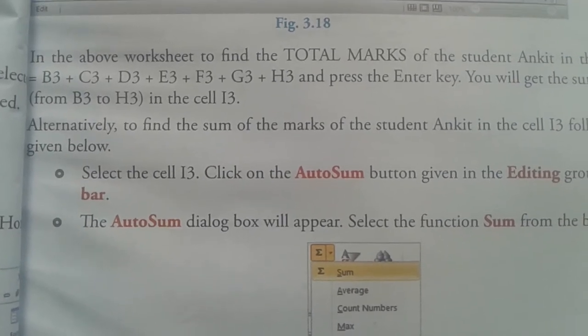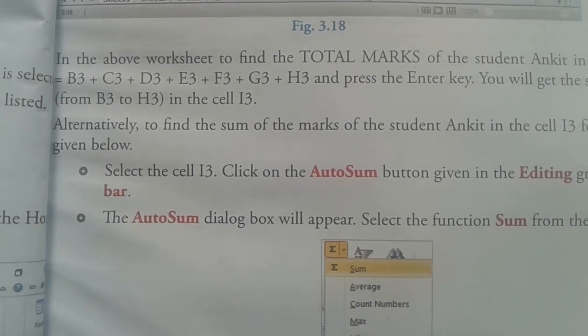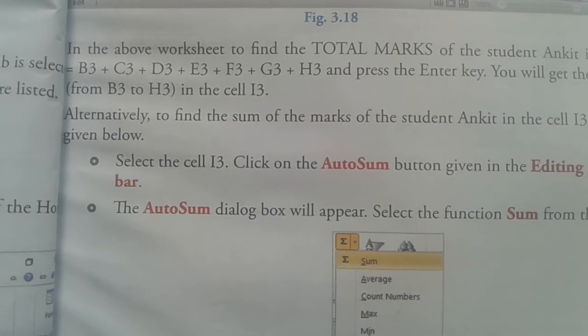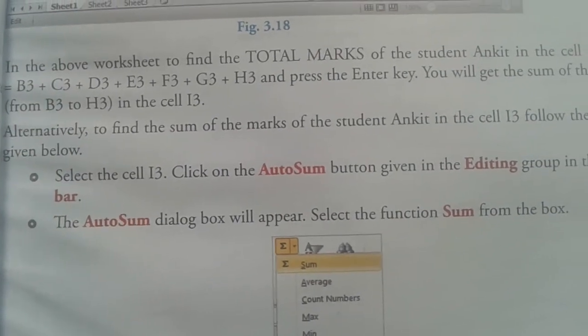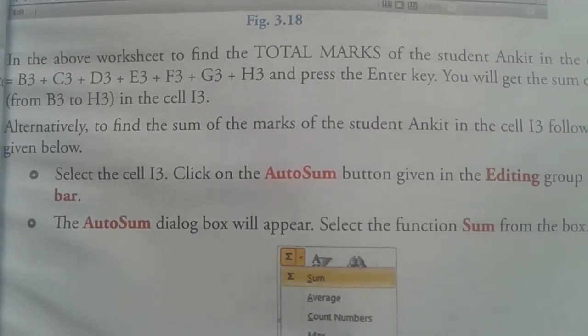Click on the AutoSum button given in the Editing group in the menu bar, the AutoSum dialog box will appear. Select the function sum from the box. Automatically whatever the things are written over there, they automatically get added. Okay.